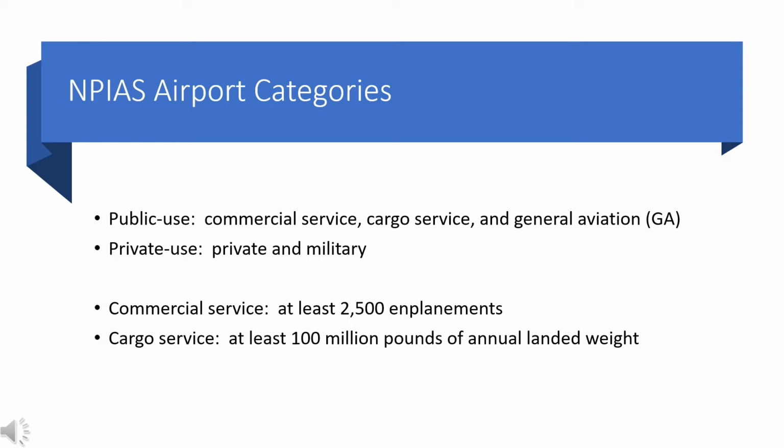The overarching classification for a commercial service airport lies in having at least 2,500 enplanements per year. An enplanement correlates to any paying passenger boarding an aircraft. Cargo service, on the other hand, is measured by freight, and the metric for this designation is an annual landing weight of more than 100 million pounds.